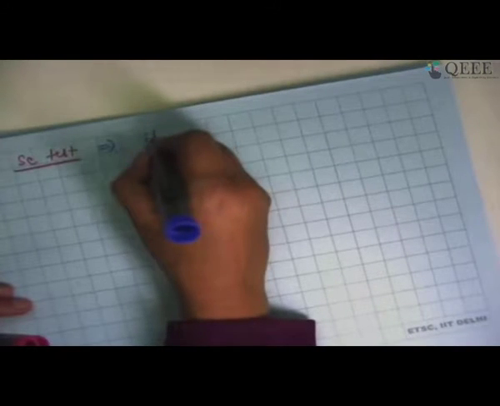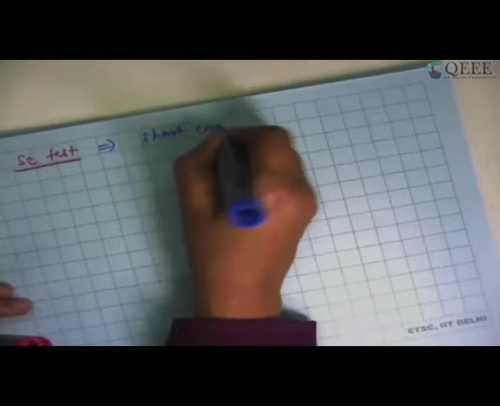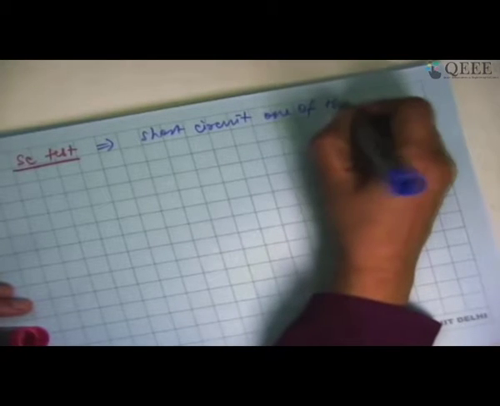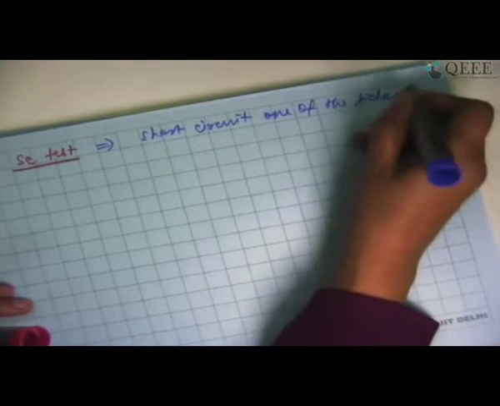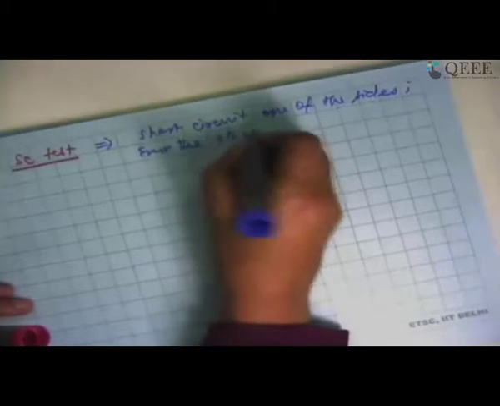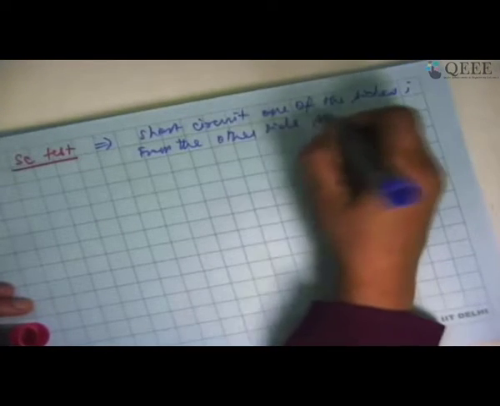Now let us look at the short circuit test. As the name indicates, the short circuit test is going to short circuit one of the sides of the transformer, and from the other side, the source is going to be connected.